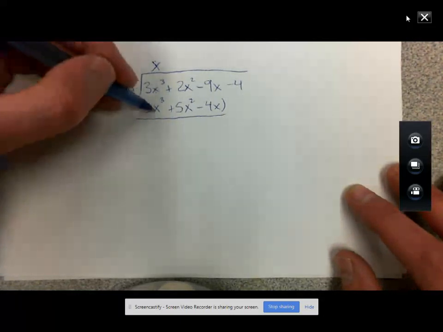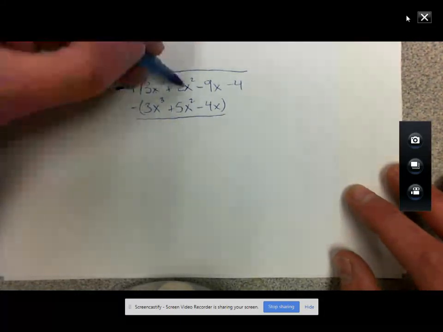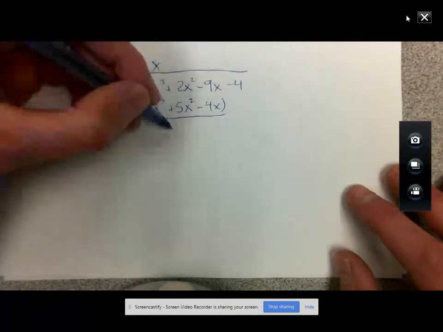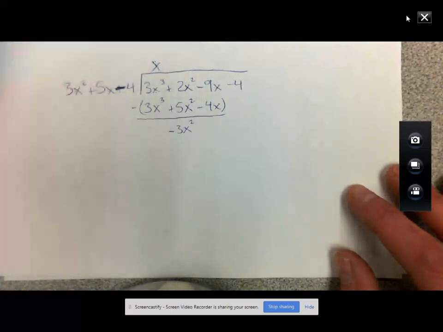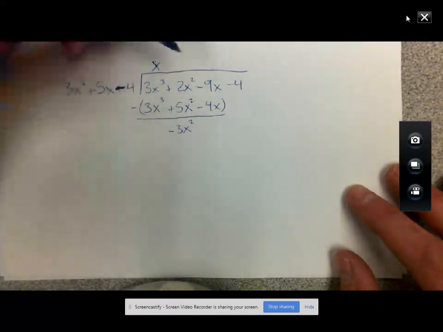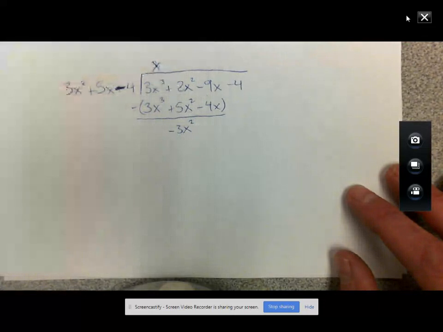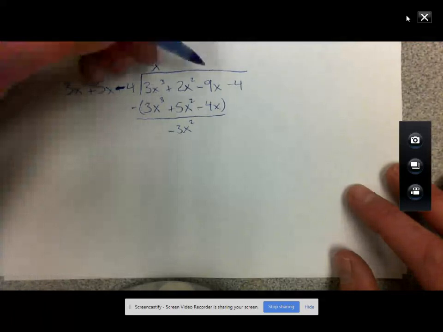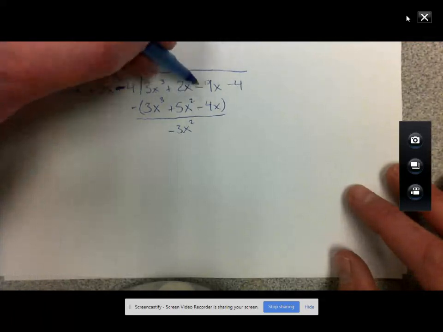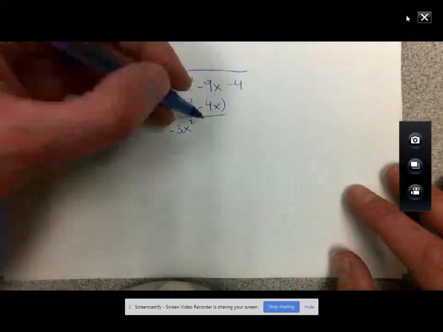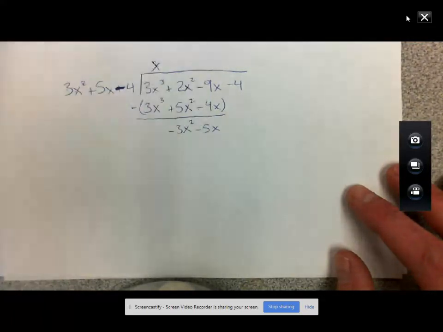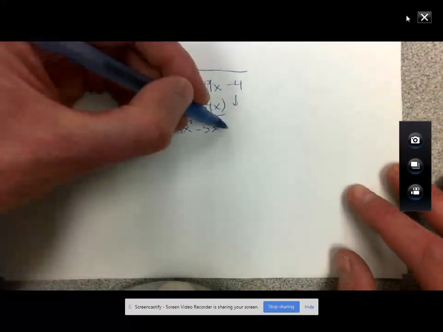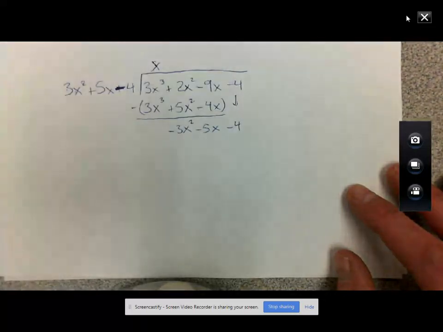3x cubed minus 3x cubed is 0. That's good. 2x squared minus a positive 5x squared, so 2 minus a positive 5, negative 3x squared. Negative 9 minus a negative 4. So remember, when you're subtracting negatives, it's like adding. You could also think about it as I have 9 negatives, and I'm taking away 4 negatives. I'll end up with 5 negatives. Okay, so I've subtracted. I'm going to pull down the remainder, minus 4.